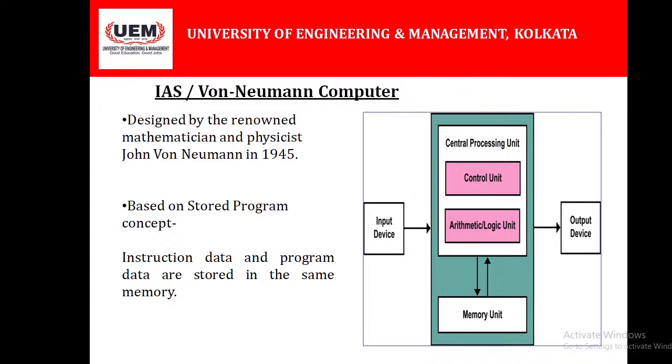You can see here on the right-hand side of the diagram that we have the central processing unit. In this central processing unit you have the control unit and the arithmetic logic unit. Along with that you have the memory unit, and there are two devices: one is the input device, another is the output device. As the concept shows, instruction data and program data are both stored in this memory unit. This is the primary concept of Von-Neumann architecture.